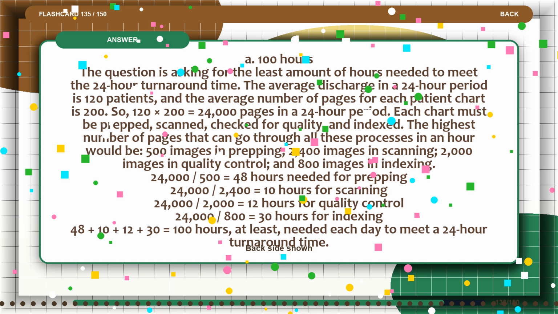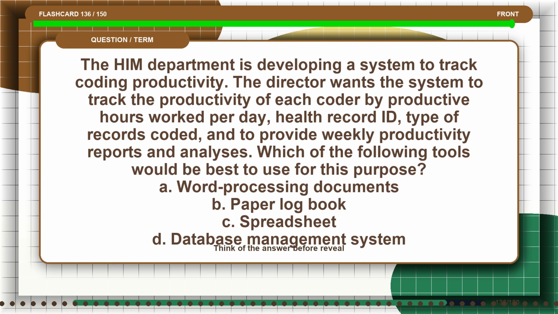Flashcard 136. The AHIMA department is developing a system to track coding productivity. The director wants the system to track the productivity of each coder by productive hours worked per day, health record ID, type of records coded, and to provide weekly productivity reports and analyses. Which of the following tools would be best to use for this purpose? A. Word processing documents. B. Paper logbook. C. Spreadsheet. D. Database management system. Think of the answer before the reveal.